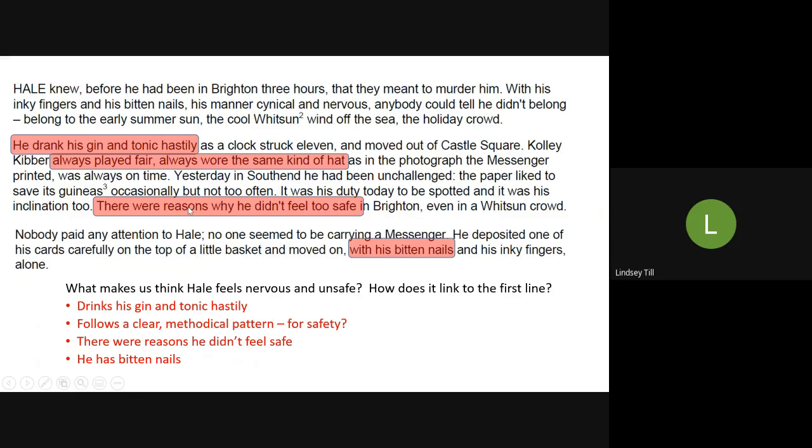Reasons, the noun reasons. Well, how many reasons are there that he didn't feel very safe? And of course, the actual adjective of safe makes me think that he's got some reason to worry about danger. And finally, he's got bitten nails, and the adjective of bitten makes me think that he's very nervous, because people bite their nails, don't they, when they're nervous?